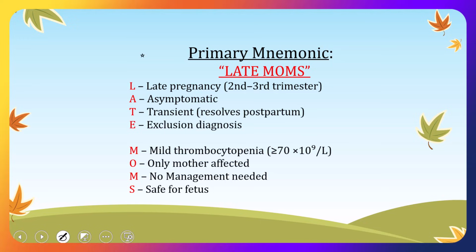In this mnemonic, L stands for late pregnancy, A stands for asymptomatic, T stands for transient because it resolves postpartum, and E stands for exclusion diagnosis. This condition is a diagnosis of exclusion. M stands for mild thrombocytopenia, O for only the mother is affected, M for no management is needed, and S for this is safe for the fetus. So again, a happy smiley.